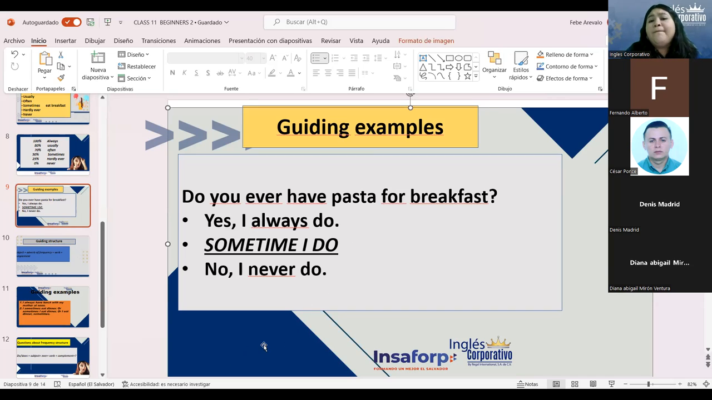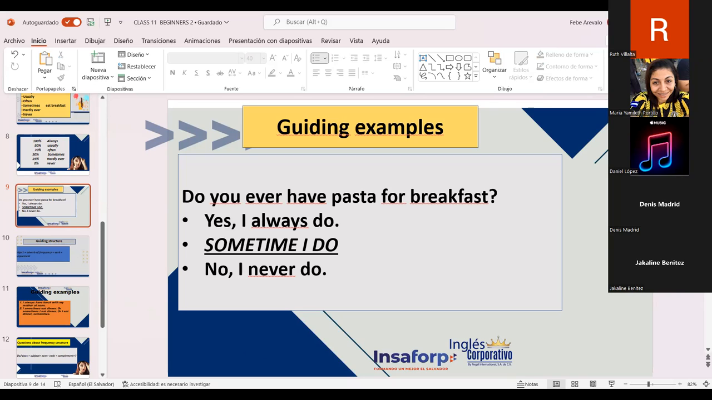Do you ever have pasta for breakfast? Yes, I do. Sometimes I do. No, I never do. Right? Now, let me hear you. Le pregunto a Ruth. Usted me va a contestar con estas tres options, Ruth. Yo le voy a hacer la misma pregunta. Do you ever have pasta for breakfast? Yes, I always do. Sometimes I do. No, I never do. Excellent. Thank you. Very good.